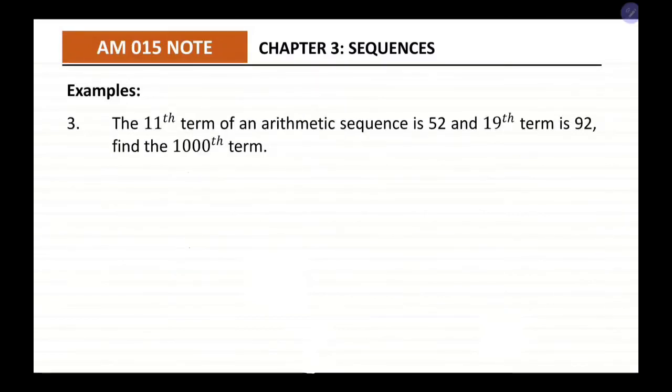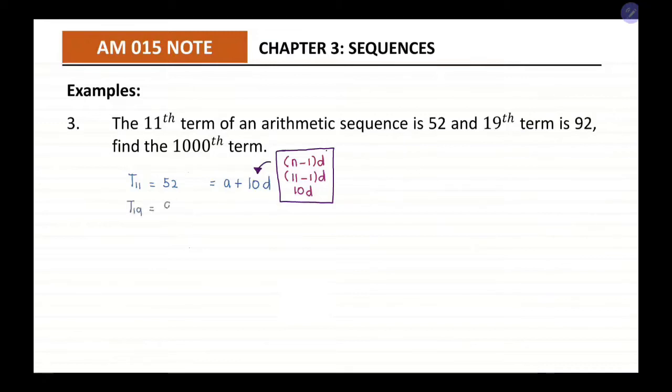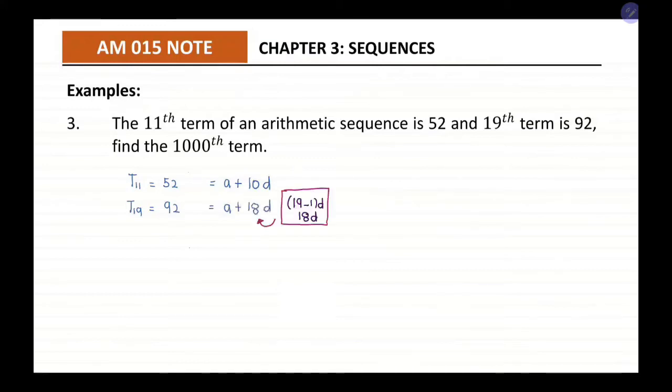We go to example 3. The 11th term of an arithmetic sequence is 52 and the 19th term is 92. Find the 1000th term. From the question we know that T11 is 52, so we take out the formula for T11: a + 10d. Then given T19 equals 92, the formula is a + 18d. The question asks to find the 1000th term, so we want to find T1000.